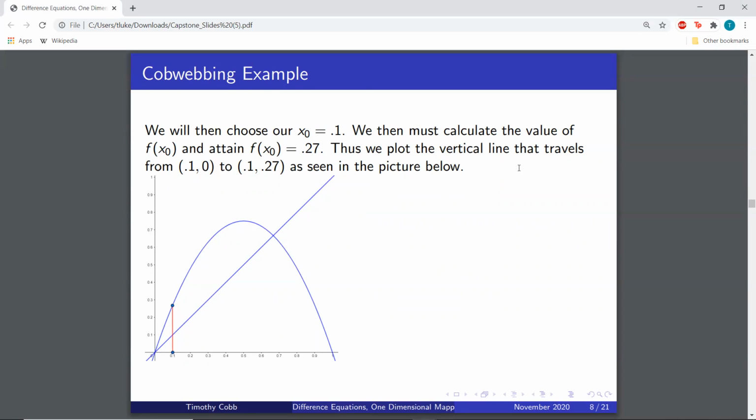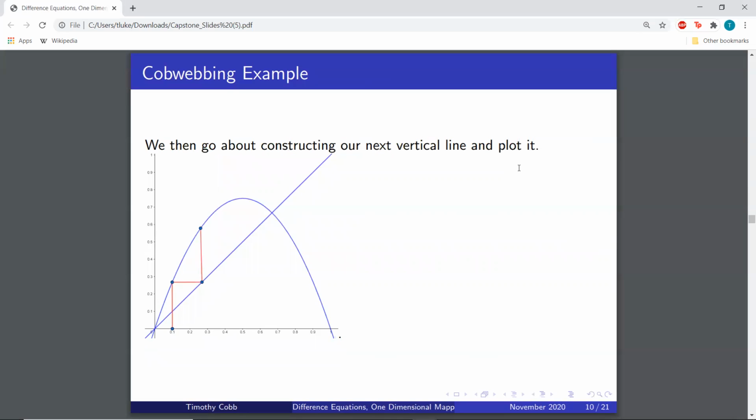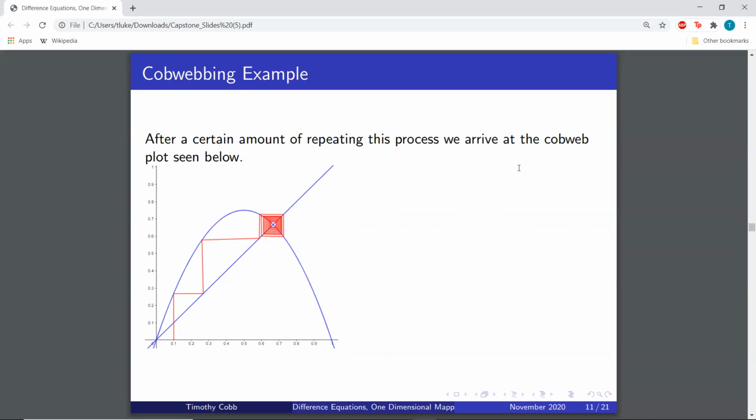And we can see this in the picture below. And we then draw a line perpendicular to the line we just drew. And in that line segment, when we hit our y equals x line, we can also get this line by plotting the line from (0.1, 0.27) to (0.27, 0.27). We then go about constructing our next vertical line and plot it. And we continue iterating this process until we arrive at a cobweb plot that looks something like this.